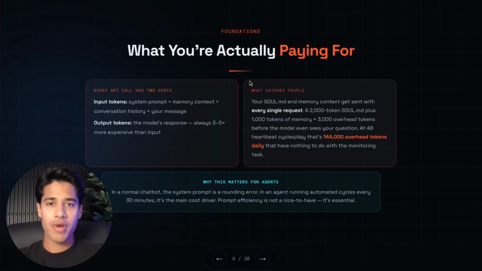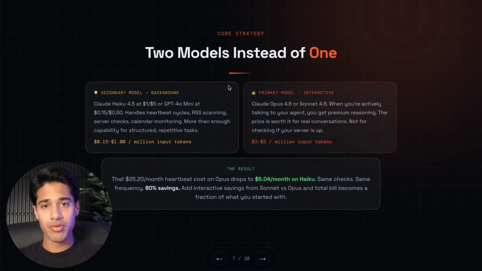In a normal chatbot conversation, the system prompt is a rounding error, but in an agent running automated cycles every 30 minutes, it's the main cost driver. The idea is simple. Your agent has 2 types of work: background automation that runs on a schedule, and interactive conversations where you're actively talking to it.